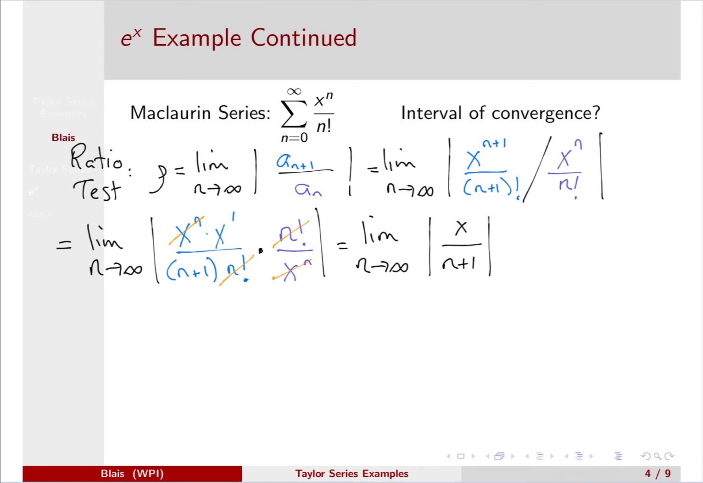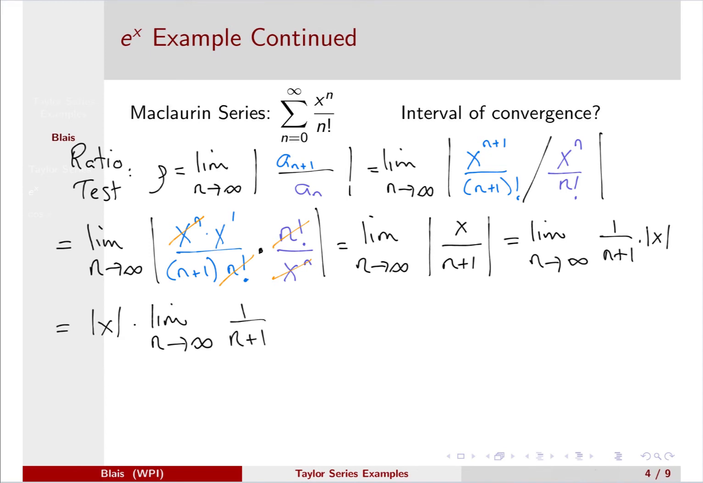N plus 1 is always positive. Thus, we can rewrite this as the limit as n goes to infinity of 1 over n plus 1 times the absolute value of x. And we note it doesn't matter what you plug in for x. As far as the limit is concerned, x is a constant. Put another way, you can factor that absolute value of x out. And we have the absolute value of x times the limit as n goes to infinity of 1 over n plus 1, and we know that this limit is 0.